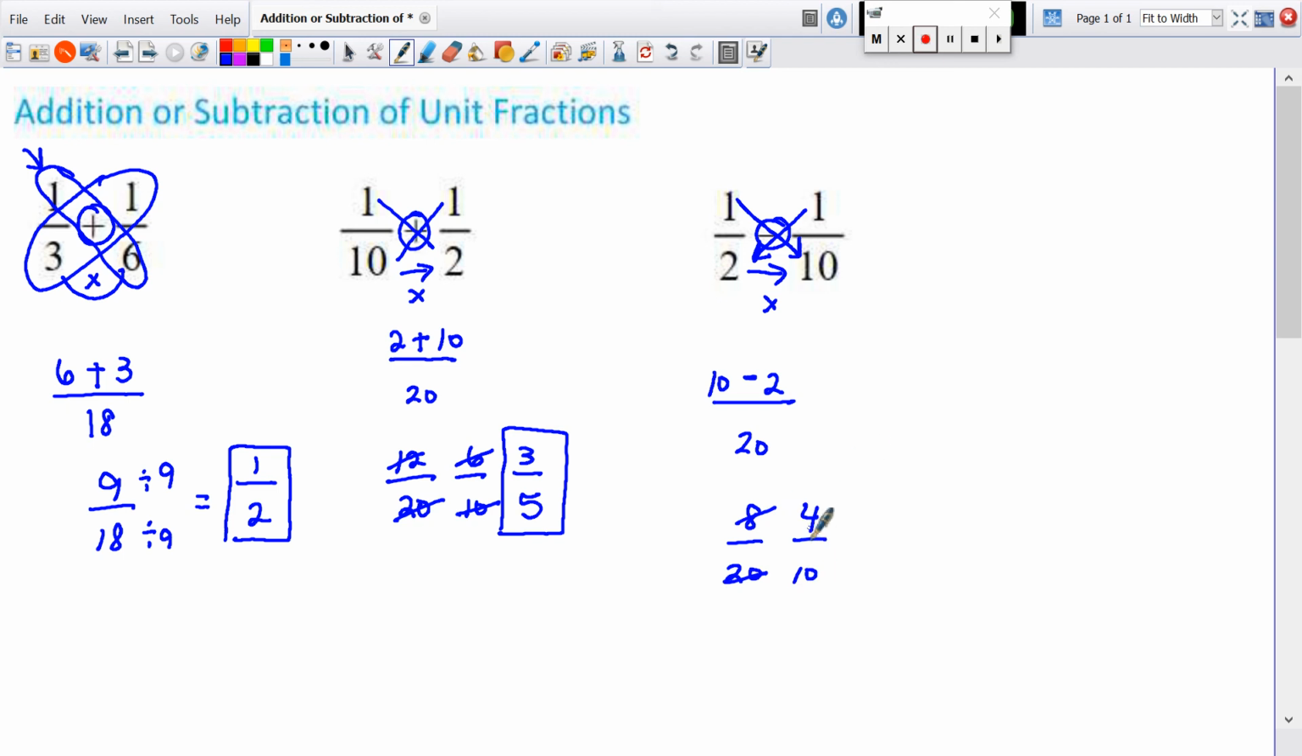Still even, cut them in half again. Half of 4 is 2. Half of 10 is 5. So 2/5.